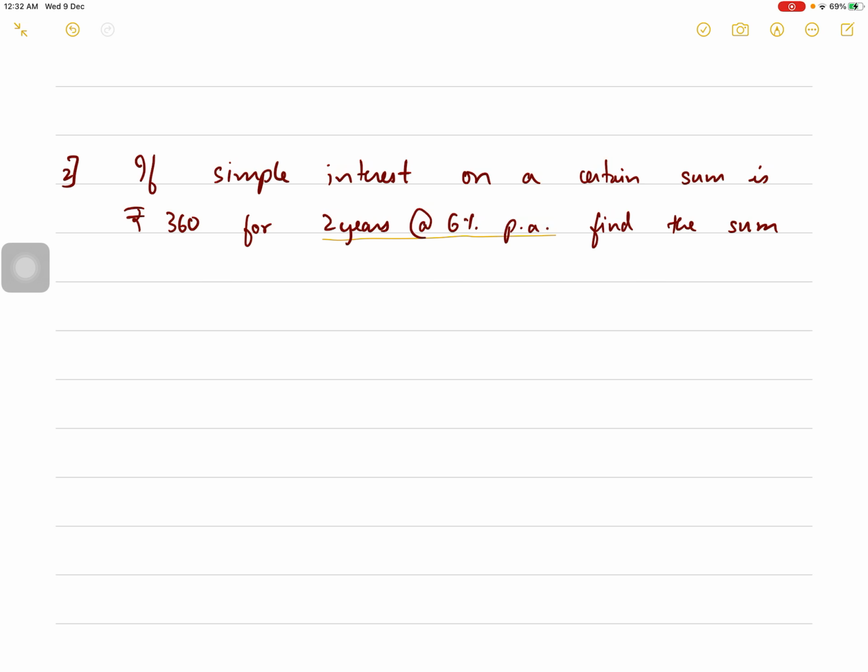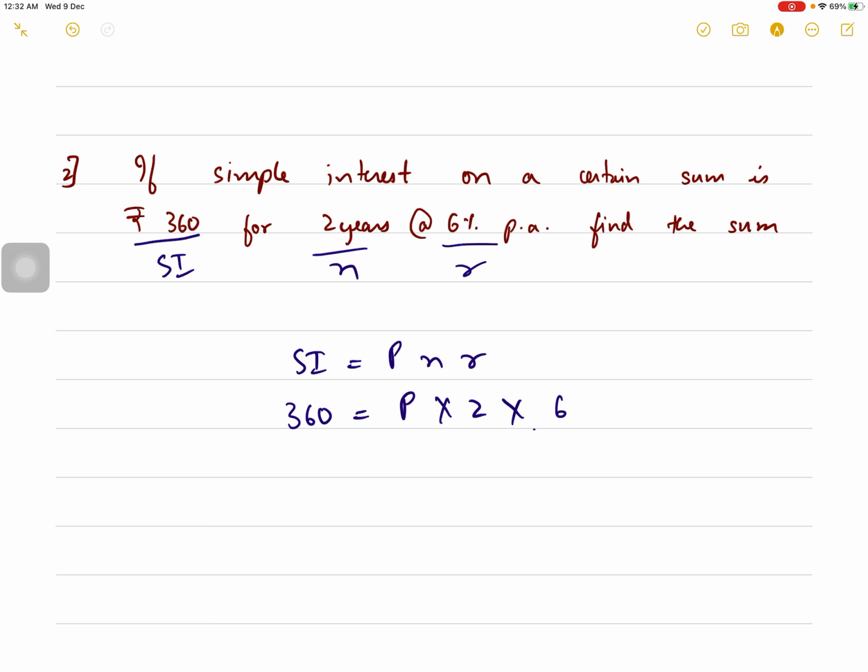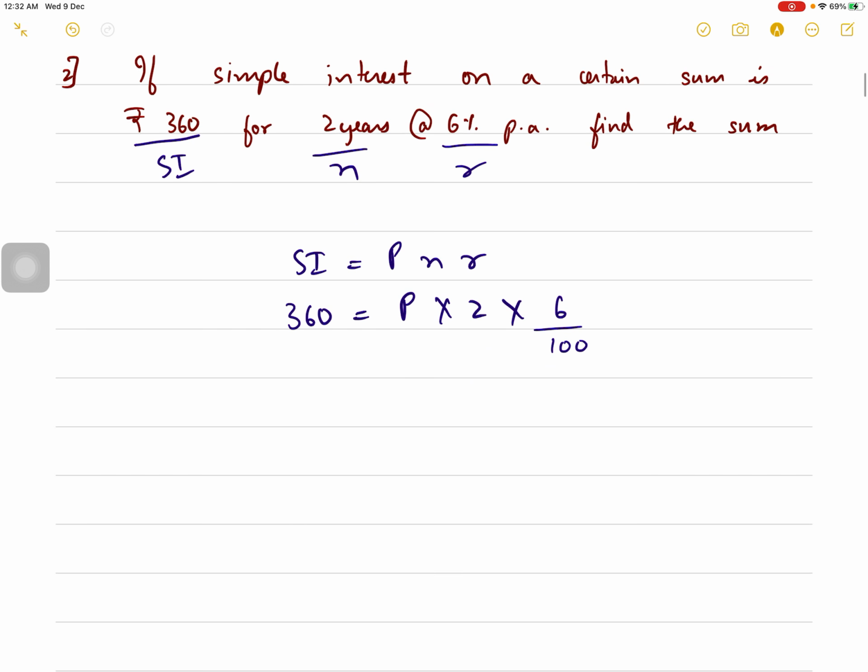If simple interest on a certain sum is 360 for 2 years, so N is equal to 2, at 6% per annum, so R is 6%. Find the sum. So you are supposed to find the principal. Simple interest is equal to P into N into R. Interest is 360, P you are supposed to find out, N is 2 years so into 2, R is 6% so 6 divided by 100.